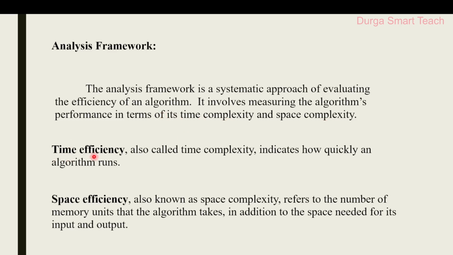Time complexity is also known as time efficiency. Space complexity is also known as space efficiency. Time efficiency indicates how quickly an algorithm runs, so how much time it is taking. If the algorithm takes less time to execute, we can say it has time efficiency. Space efficiency refers to the number of units that the algorithm takes in addition to the space needed for input and output. So if the algorithm takes less space, we can say it is efficient in terms of space.